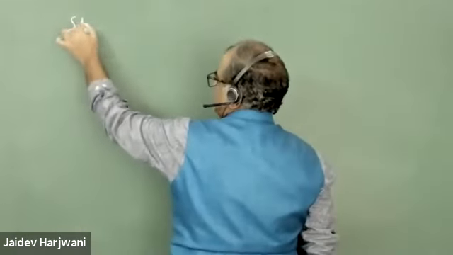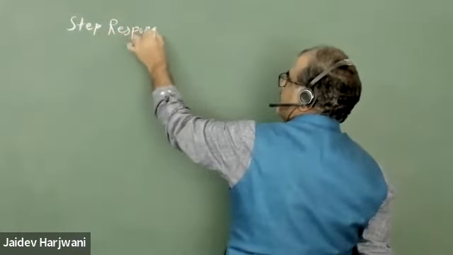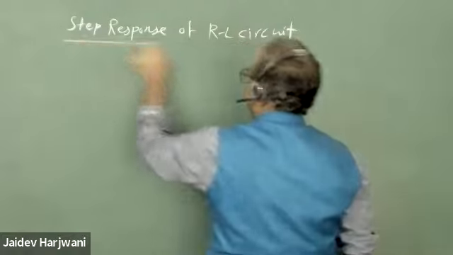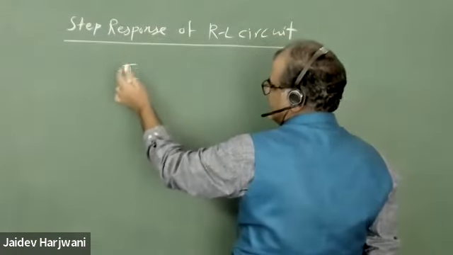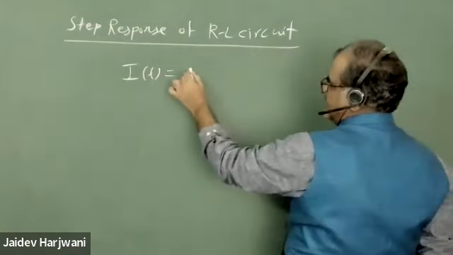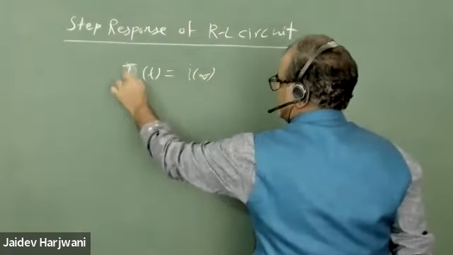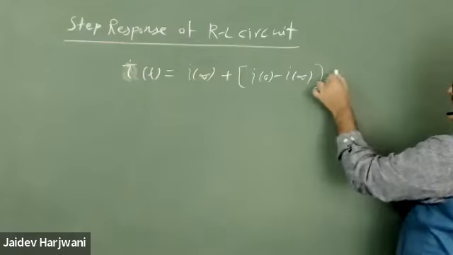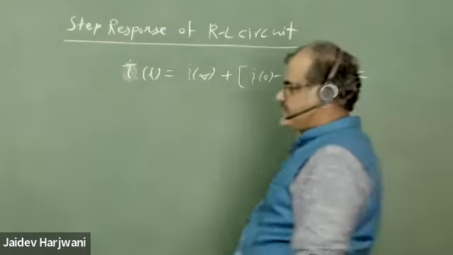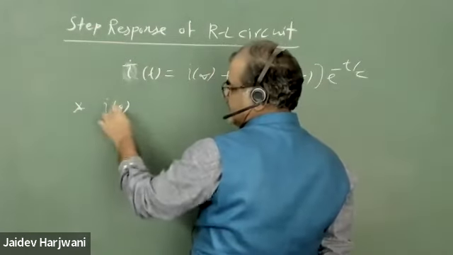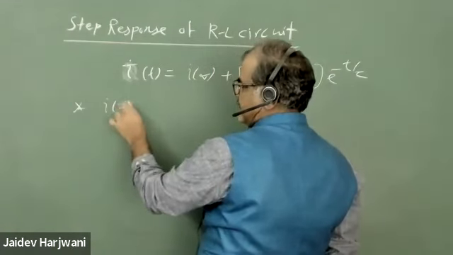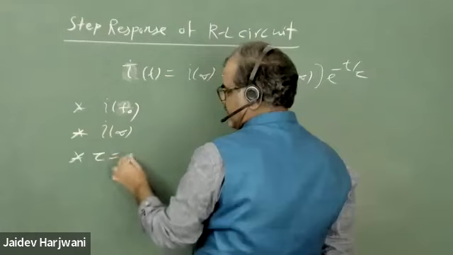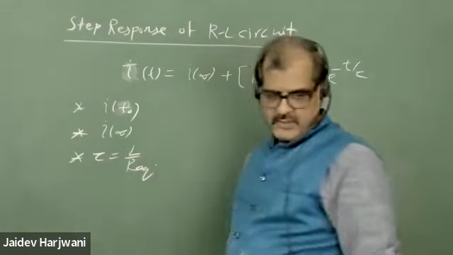Okay, now we have to see the step response of RL circuit. So in an RL circuit, instead of voltage you will be having current. The same method is there. If you want i(t), this will be the same as I infinite plus (I zero minus I infinite) e power minus t by tau. The equation will be the same. The methodology is also the same. You need to find I zero, or I at t zero, whatever, it may be zero. Then you need to find I infinite, and then you need to find tau, which is L by R. Let us solve one problem.